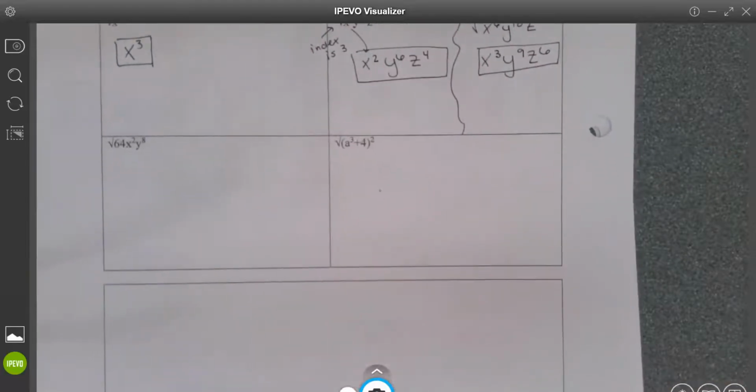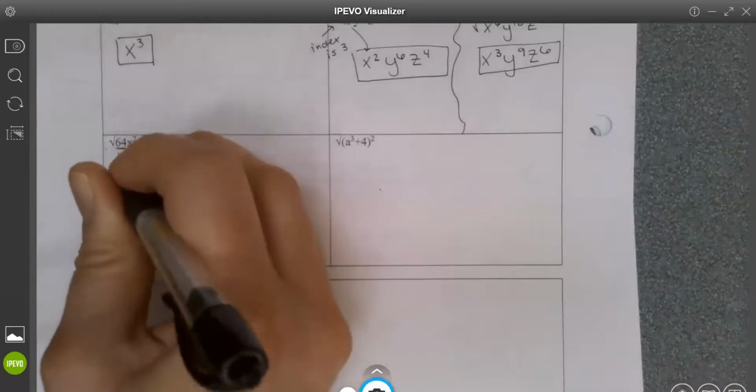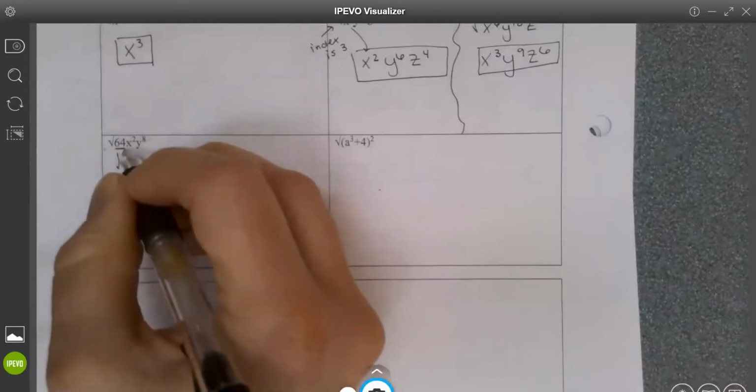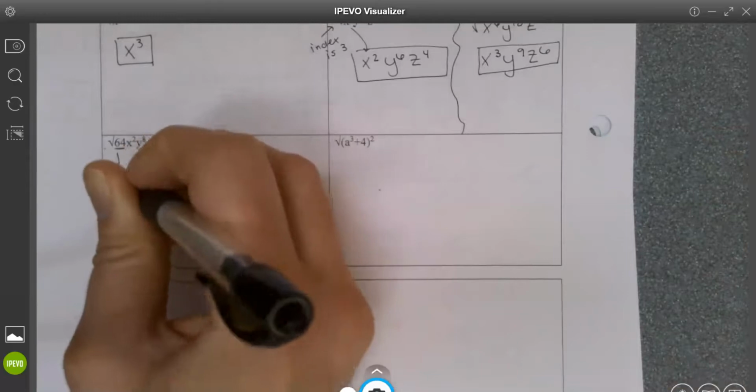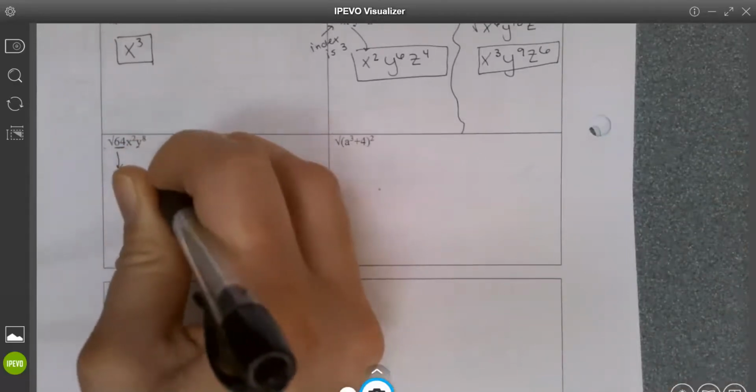And we can have numbers in here too. So 64 happens to be a perfect square. The square root of 64 is 8. Square root of x squared would be x to the 1st. Square root of y to the 8th would be y to the 4th.